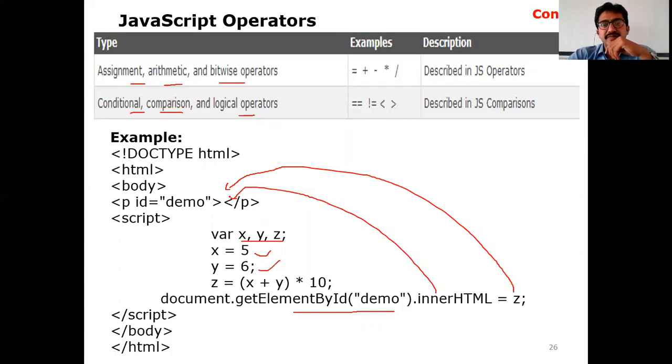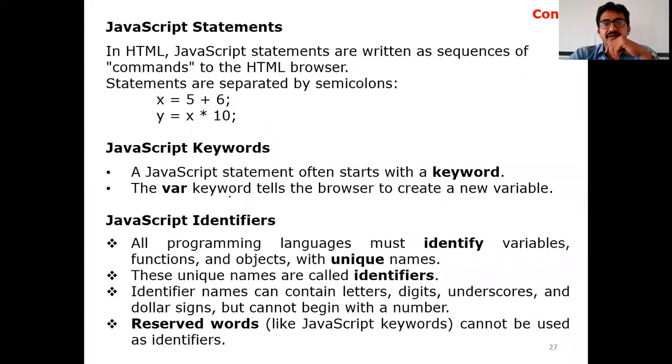We can use the semicolon in JavaScript, it depends on your need. You can follow the same normal programming. Like other languages, here also we have statements. Statements are separated with semicolons. Just now I said semicolon. We can use expressions and JavaScript keywords, where a keyword tells the browser to create a new variable by default, and JavaScript identifiers.